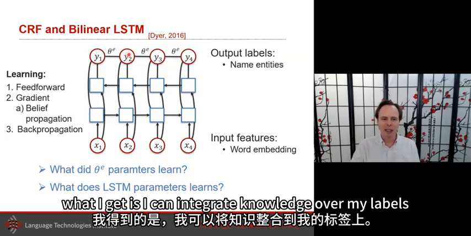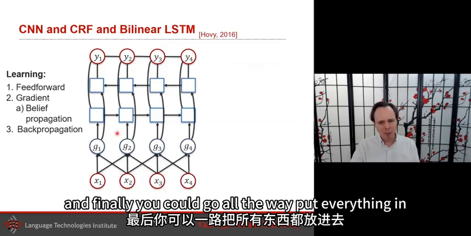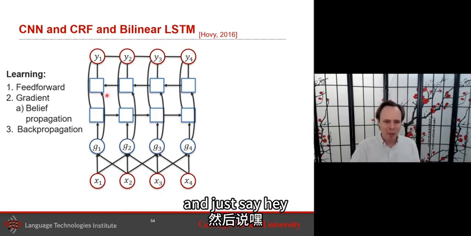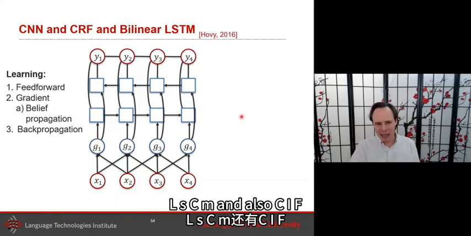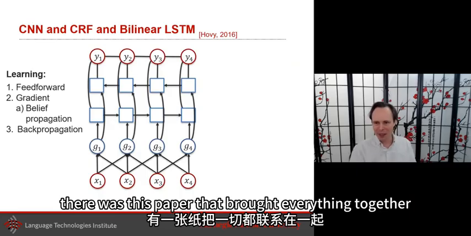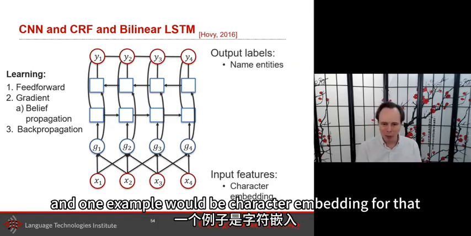Here, what I get is I can integrate knowledge over my labels. And finally, you could go all the way, put everything in, and just say, hey, not only do I want deep neural representation, LSTM, and also CRF. So there was this paper that brought everything together. And one example would be character embedding for that.